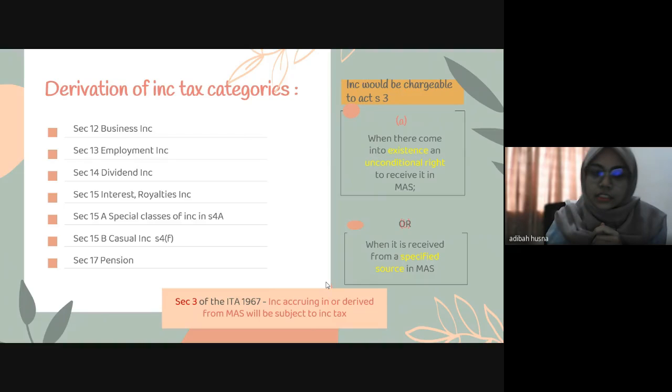Under section 3 of the Income Tax Act, in order for the income to be subject to Malaysia income tax, it has to be accrued in and derived from Malaysia. Income will be chargeable under section 3 when it comes into existence and there is an unconditional right to receive it in Malaysia, or when it is received from a specific source in Malaysia.